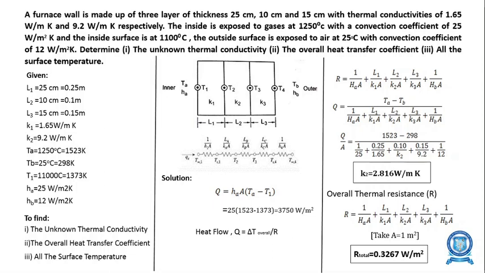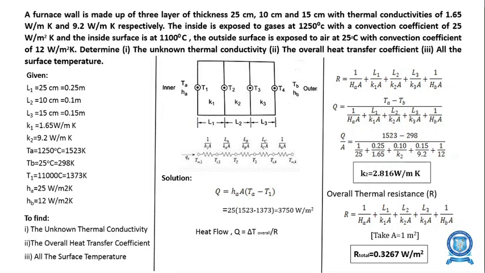Since the furnace wall is made up of 3 layers of thickness, all the 3 as given, with thermal conductivities of 1.65 and 9.2 watts per meter Kelvin respectively. That means it has been given for the first layer, the initial layer and the final layer. The thermal conductivities have been given for the initial layer and the final layer, right? Hence, we are assuming the K2 value is unknown. Therefore, our aim is to find the value of K2.